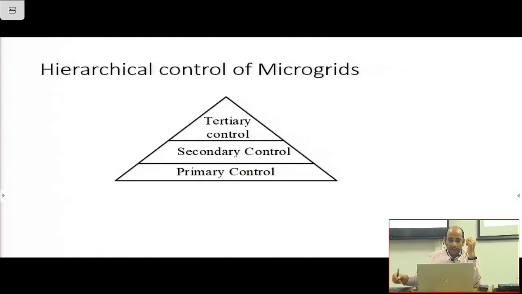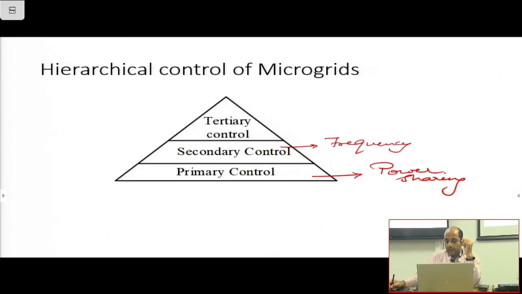Okay. So the primary control is basically the one which focuses on the power sharing. Alright. The secondary control is the one which focuses on frequency and voltage regulation. Because at the end of the day, you do not want your frequency to deviate. You do not want your voltage to deviate from the nominal value. So the regulation has to be maintained.